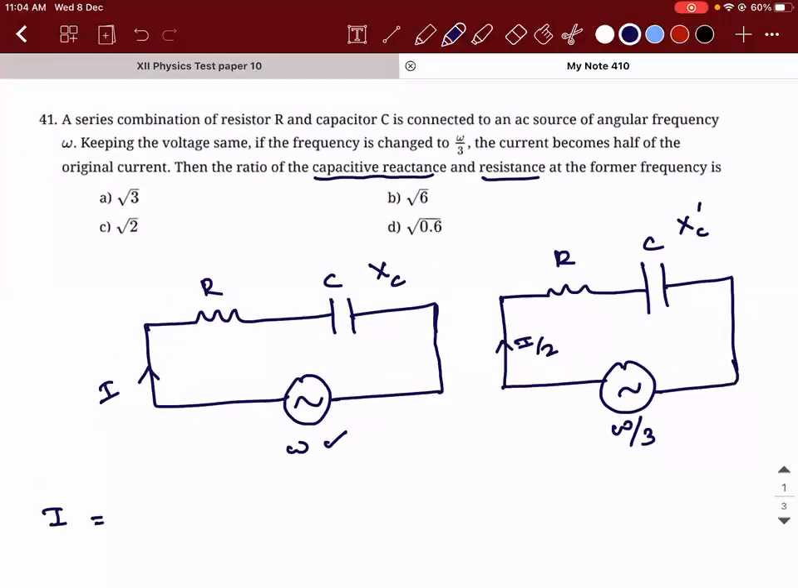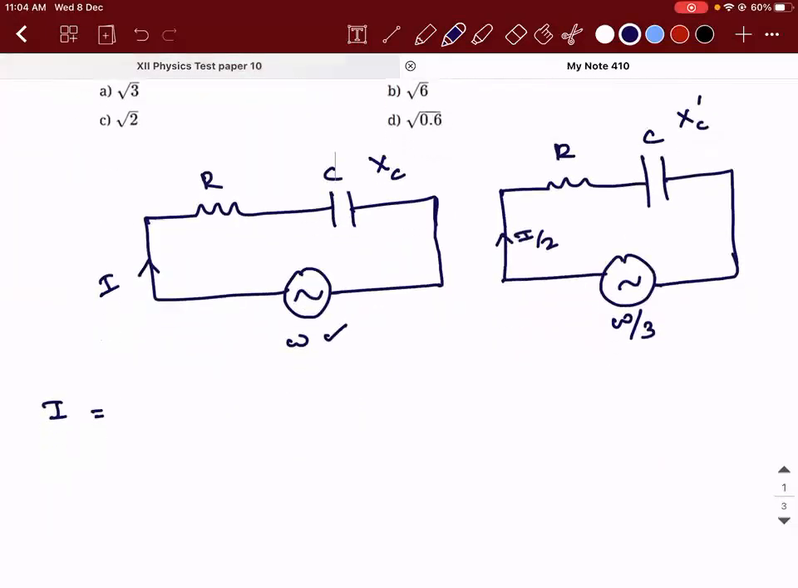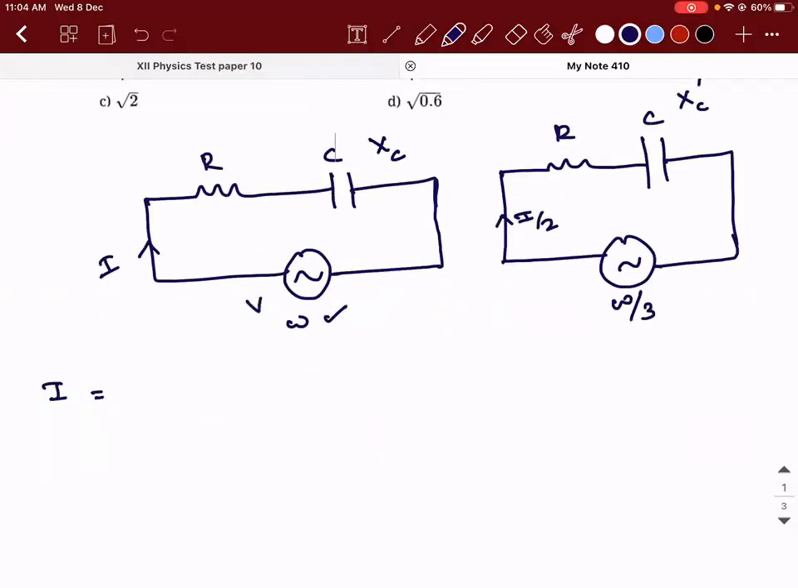You're only changing the frequency, but you're not changing the RMS value. Try to understand the difference. So I is equal to, let's say the potential difference here is V. Here also it is V only. Am I clear, guys? By changing the frequency, what is changing? Only the capacitive reactance is going to change because it is dependent on omega, but V will not change. Okay, RMS value will not change.